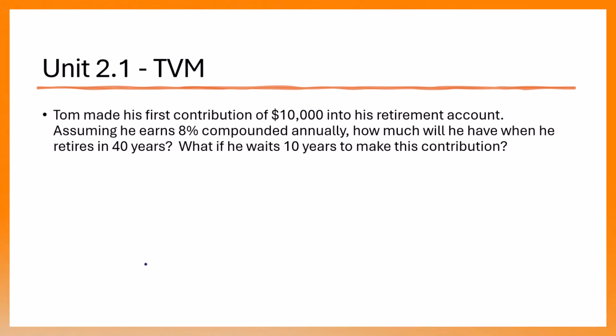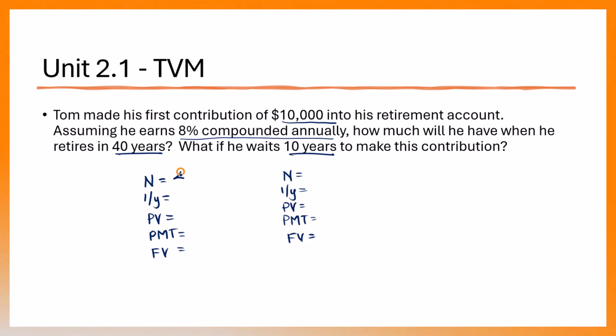Question 10. Tom made his first contribution of $10,000 into a retirement account. I would assume today. Assuming he earns 8% compounded annually, how much will he have when he retires in 40 years? What if he waits 10 years to make this contribution? Very similar to the problem where we were comparing the impact of a change in the rate of return on our future value. We are now looking at the change in the number of periods on our future value. In this example, there are fewer periods if we wait to make this contribution for retirement.